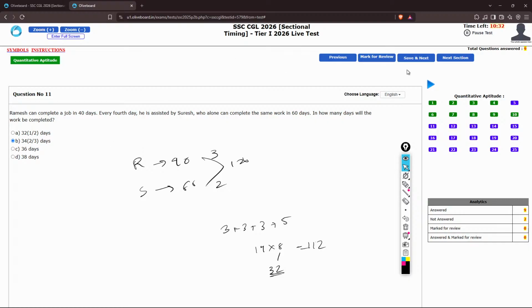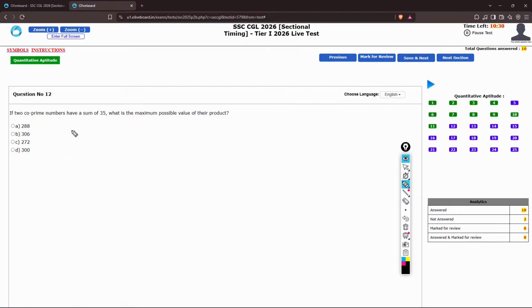Yeah. So total. If two co-prime numbers have a sum, okay, what is the maximum possible value of the product? So 17, 18. 17 square is what? 289 plus 17. 306, 306.